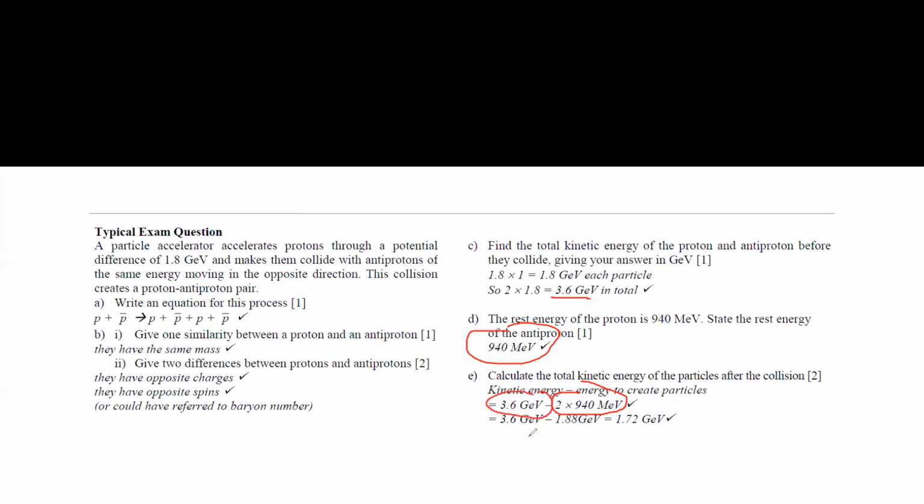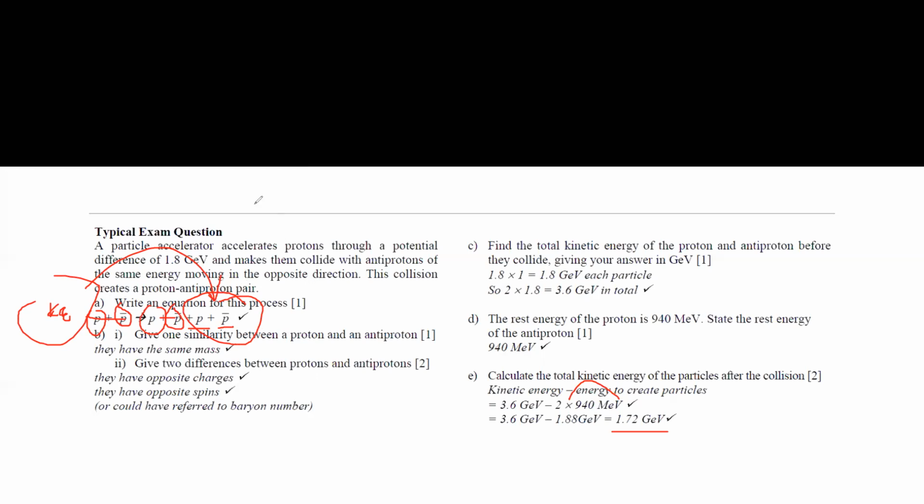When we take the difference, one is in giga and one is in mega, so you can convert this into giga and subtract. You will find 1.72 GeV. Is it clear? You have a particle and an antiparticle. When they combine with each other, they give another proton and antiproton, so these two masses cancel out, balance. Basically, the kinetic energy is responsible for the production of these particles.